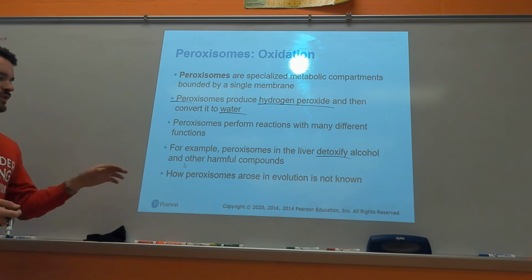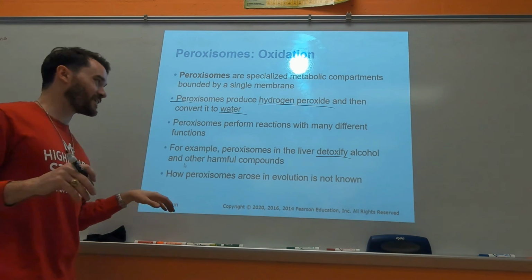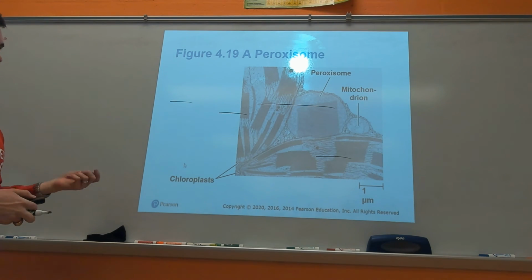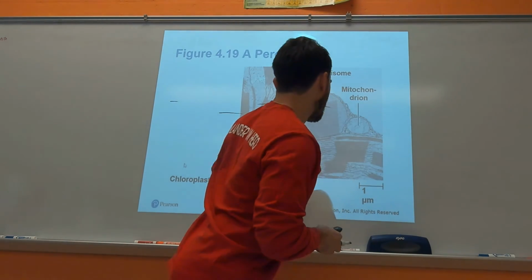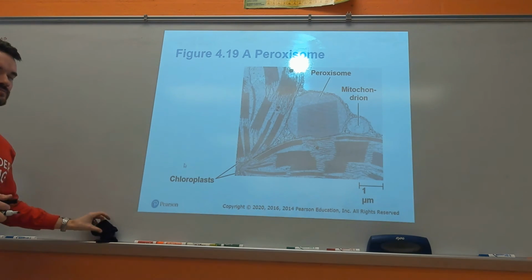Anyways, we don't really know how they came about in evolution. It's kind of a random bullet point, but if you're curious where they come from. Here's a picture of it. It's just a vesicle, a lipid bilayer sac that's got a bunch of enzymes in there that make the hydrogen peroxide.